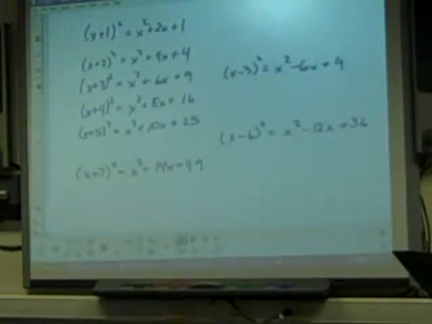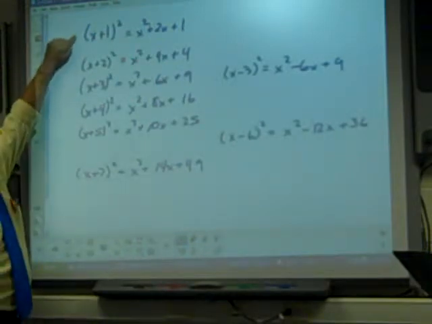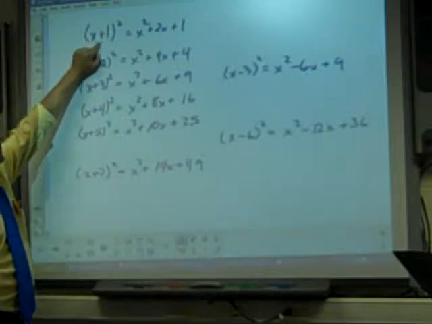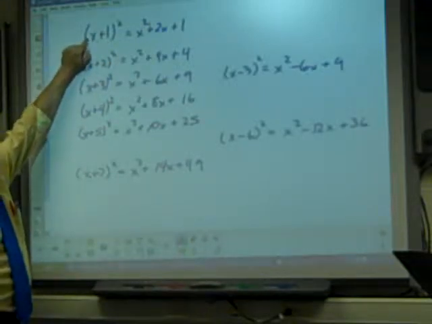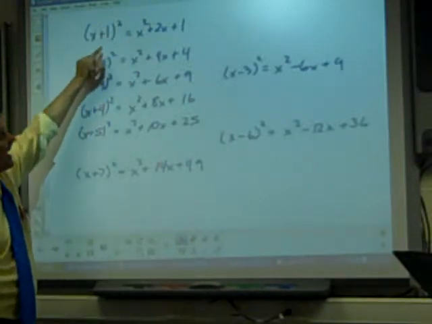Alright, so today we're going to do a little bit of review of completing the square. And before we go to that, I want to start by saying that we have to remember that when we square a binomial, where the binomial has a coefficient of 1 on the variable and an end number, we always end up with a pattern here.